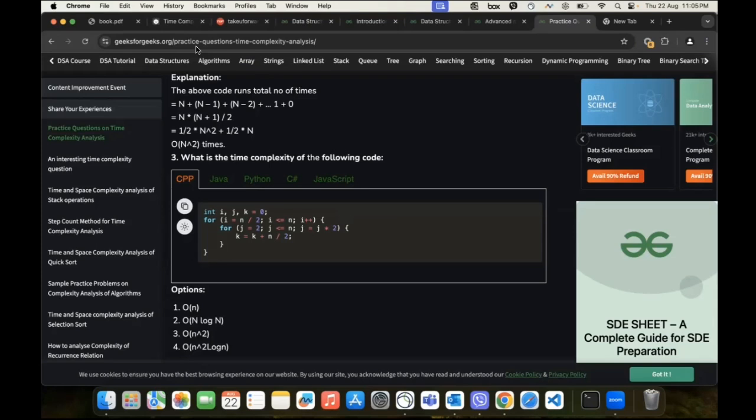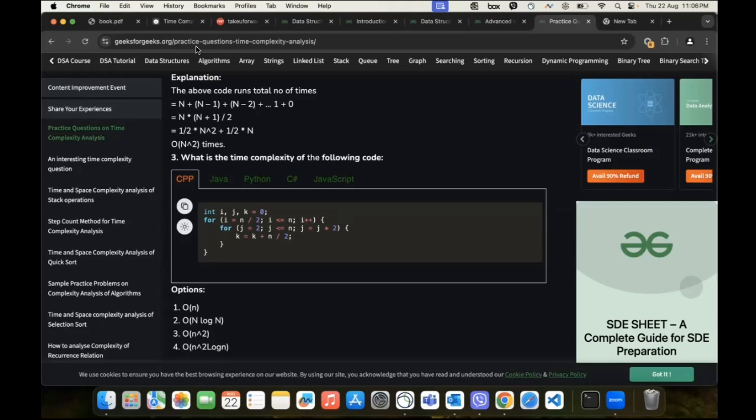And then the inner loop: 2, then 2 into 2, 4, 4 into 2, 8. The inner one also will run half only. Iteration will be half only because the step size is twice. j will be increasing at 2j speed. No, this is not half. This is into 2: first time 2, 2 into 2 is 4, 4 into 2 is 8, 8 into 2 is 16.